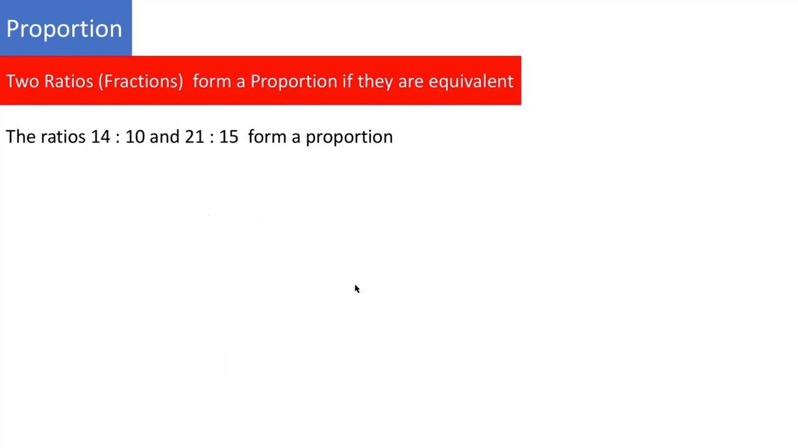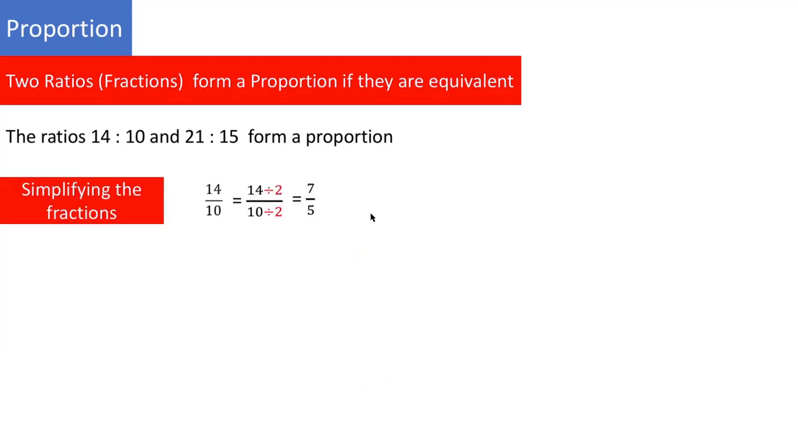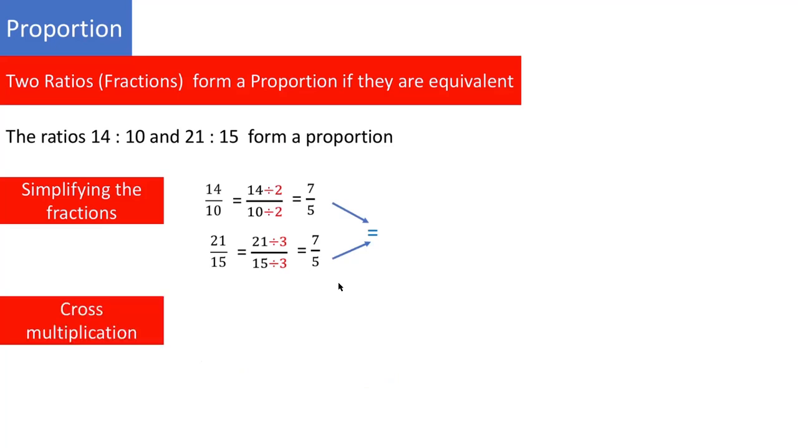Another example, let's see if 14 over 10 and 21 over 15 form a proportion. Same way. Simplify 14 over 10, you get 7 over 5. Simplify 21 over 15, you get 7 over 5, and they are equal, and they form a proportion. With the cross multiplication method, you multiply 14 times 15, and you multiply 10 times 21. You get 210 and 210, and therefore they form a proportion.